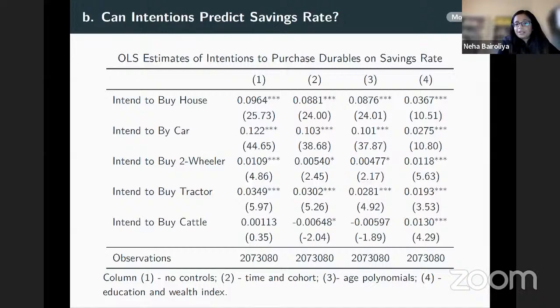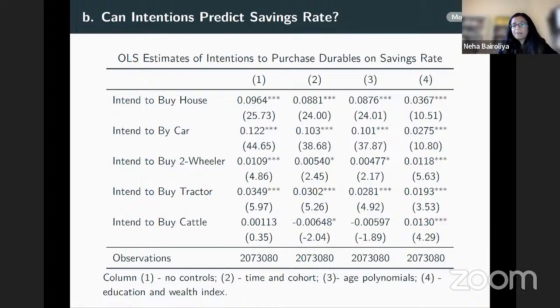What do we find? Well, the columns here are the same regressions, but with increasing number of controls. The fourth column is the one with all the controls like time and cohort dummies, age polynomial, education, and a durable goods ownership index of the households. And we find that even with all these controls, there is a very strong, statistically significant impact of these intentions to buy durables like house, car, two-wheelers, tractors, and cattle on savings rate.